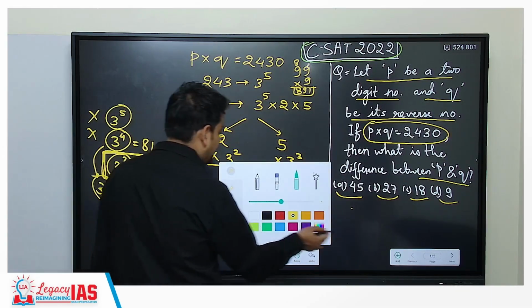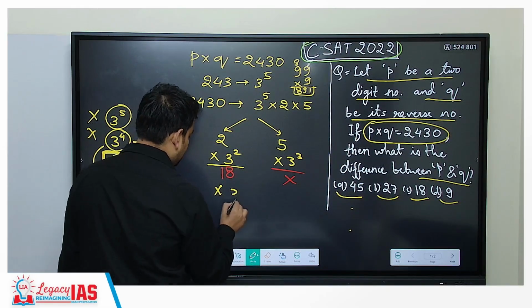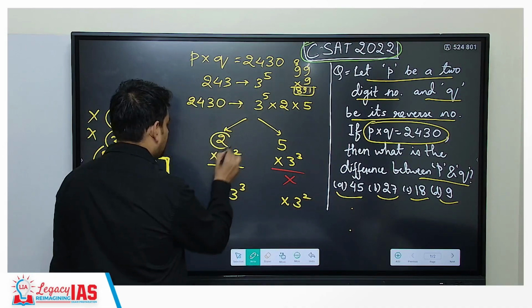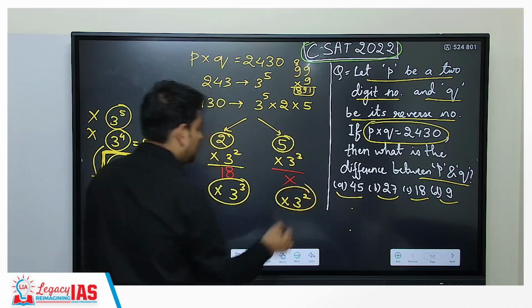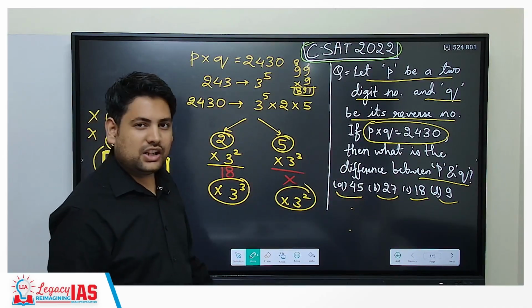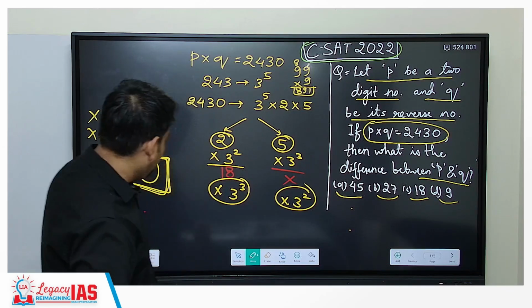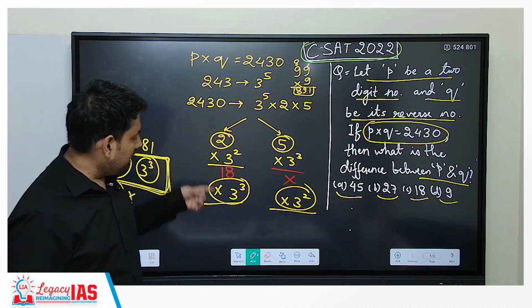What is the only option that remains? This is 3 cube and 3 square. So you take 2, you multiply it with 3 cube. You take 5, you multiply it with 3 square. I have not done this, but I still know this only would be the answer, because everything else I have eliminated. So 2 into 3 cube.